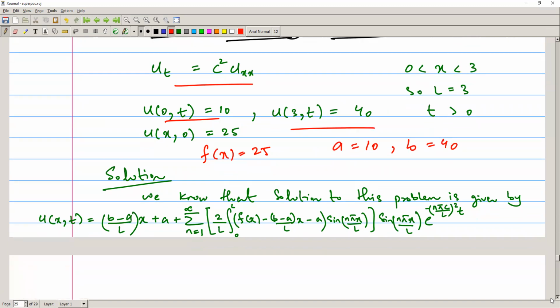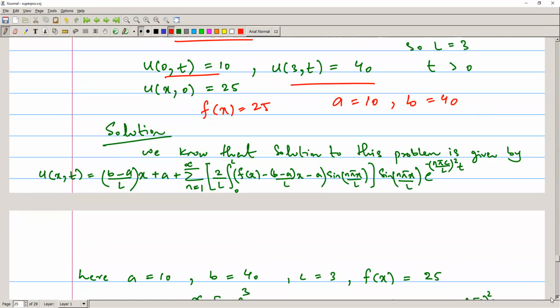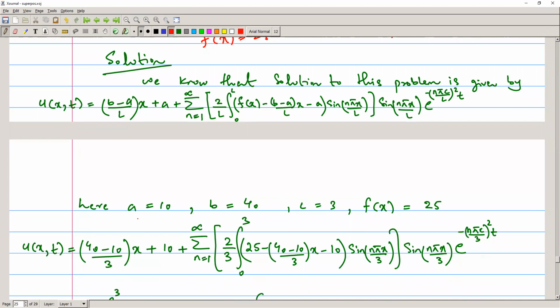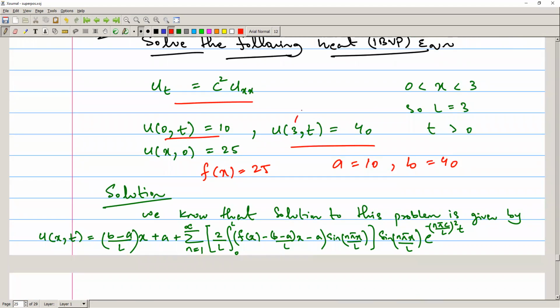So now we already know that we will split this problem into two parts, that is steady state and transient state, because of the inhomogeneous boundary conditions. Then the solution of this problem will be given by u of x,t is equal to v of x, that is (b minus a) over l times x plus a, plus this w of x,t, that is the transient state solution, right? So here a is equal to 10, b is equal to 40, and l is equal to 3, because it's given here, this is l, so l is equal to 3.